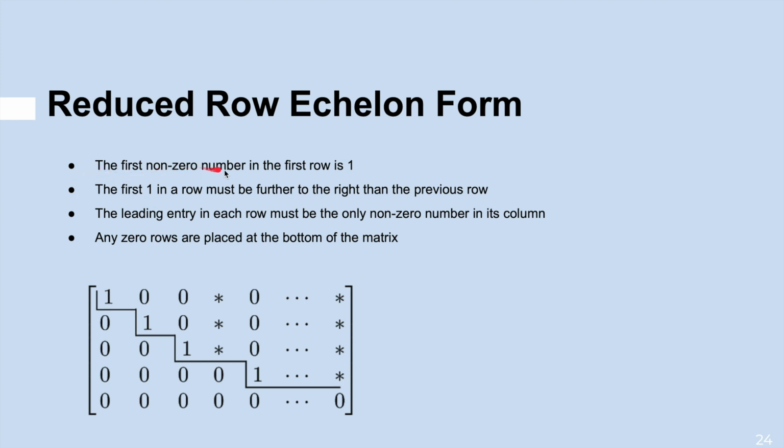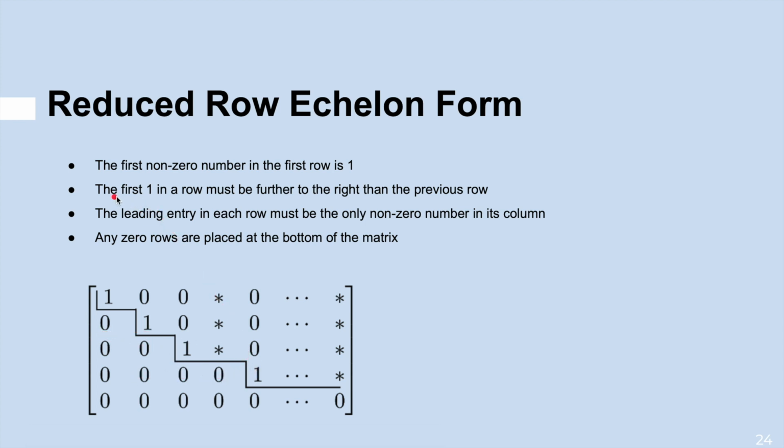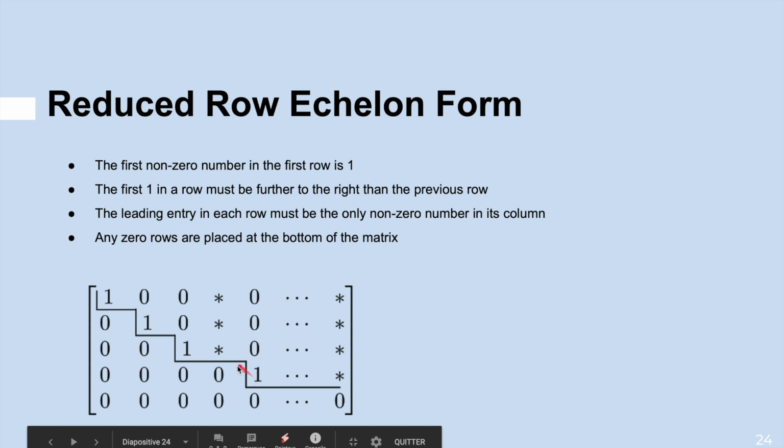The first non-zero number in the first row is a 1. That's the same as row echelon form. So first non-zero, we have a 1 here, 1, 1, and so on. Next, the first 1 in a row must be further to the right than the previous row. That's the same as row echelon form, right? So here I have a 1, and it has to be to the right of it. We cannot have a 1 and then a 1 underneath it or to the left. So it has to be like a ladder.